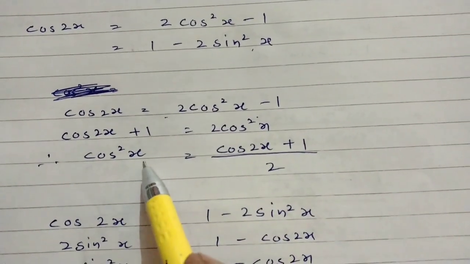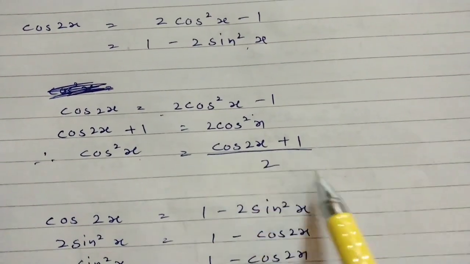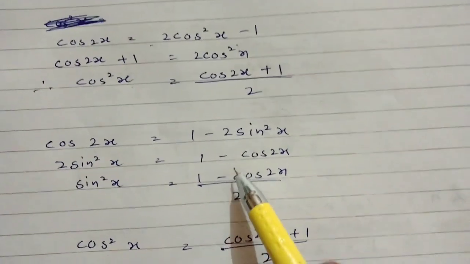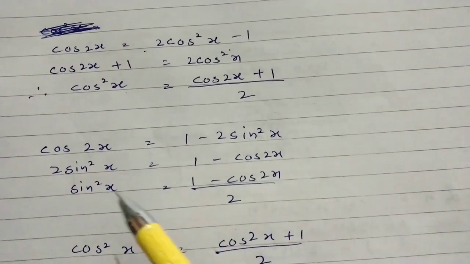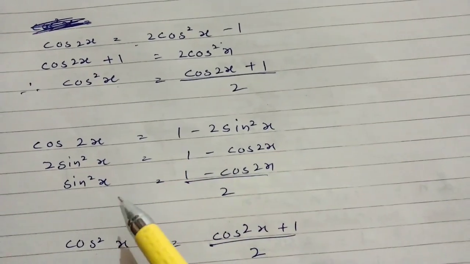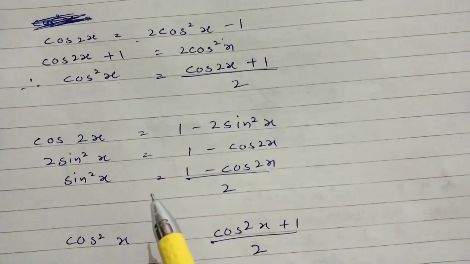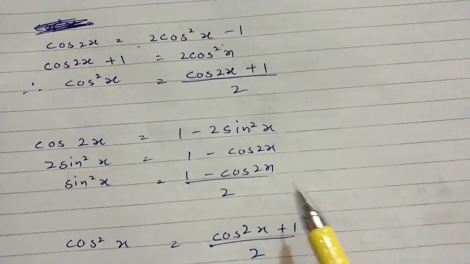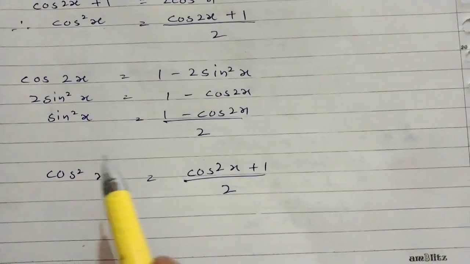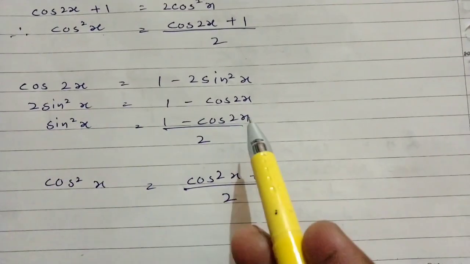So from here cos square x is equal to cos 2x plus 1 divided by 2, and similarly cos 2x is equal to 1 minus 2 sin square x, and here 2 sin square x is equal to 1 minus cos 2x, and also we can find sin square x is equal to 1 minus cos 2x divided by 2. So these are two more formulae from cos 2x.